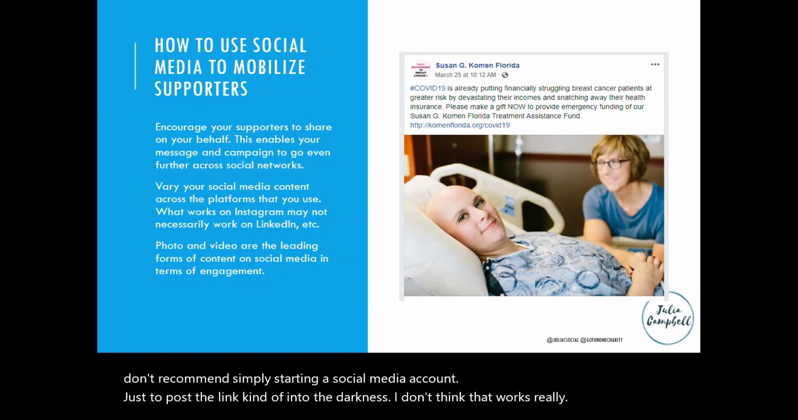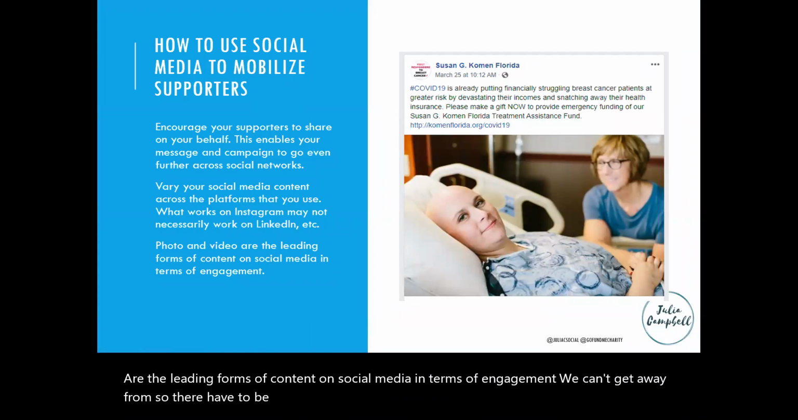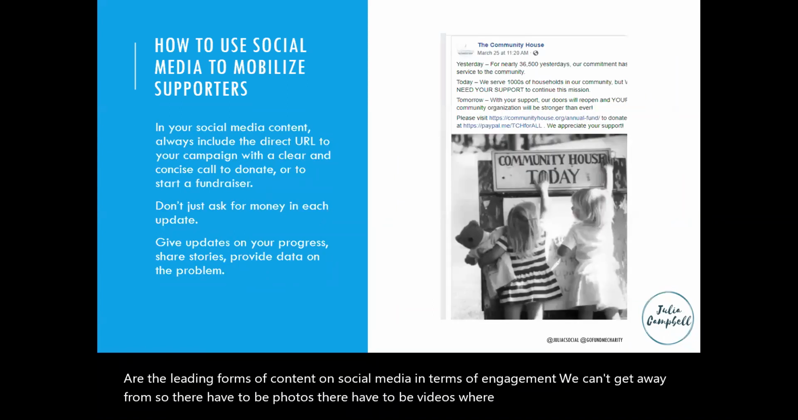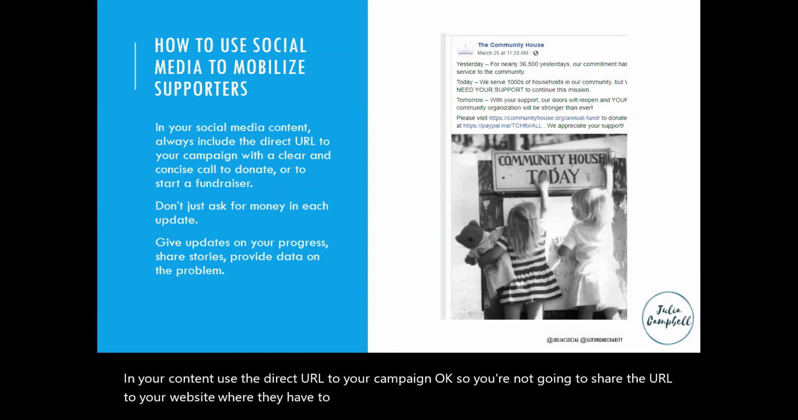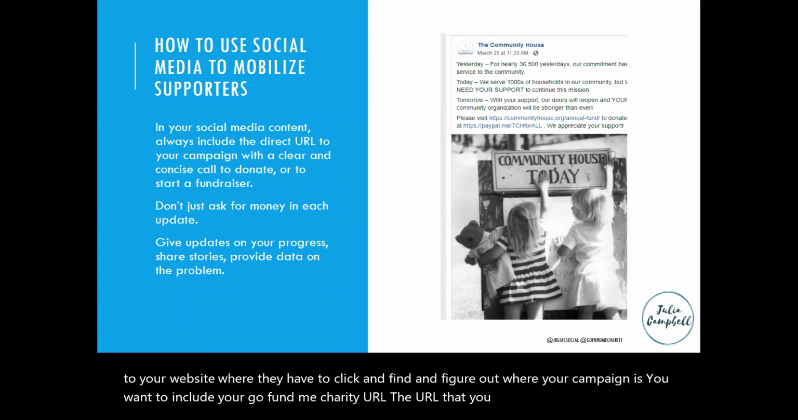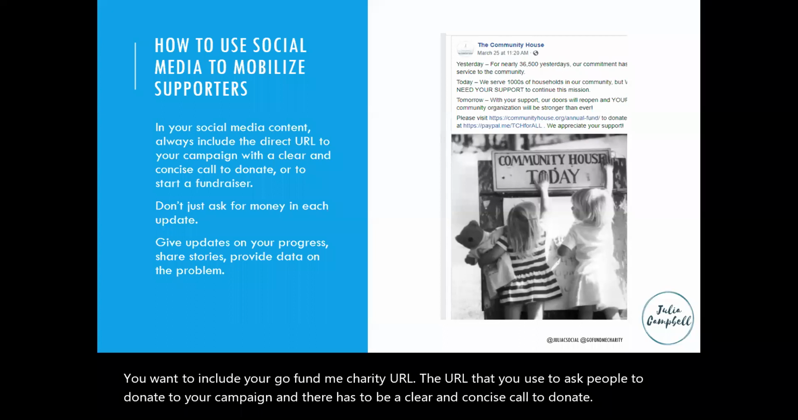Photo and video are the leading forms of content on social media in terms of engagement. We can't get away from that. So there have to be photos, there have to be videos where possible. In your content, use the direct URL to your campaign. Okay, so you're not going to share the URL to your website where they have to click and figure out where your campaign is. You want to include your GoFundMe Charity URL, the URL that you use to ask people to donate to your campaign. And there has to be a clear and concise call to donate or to start a fundraiser.